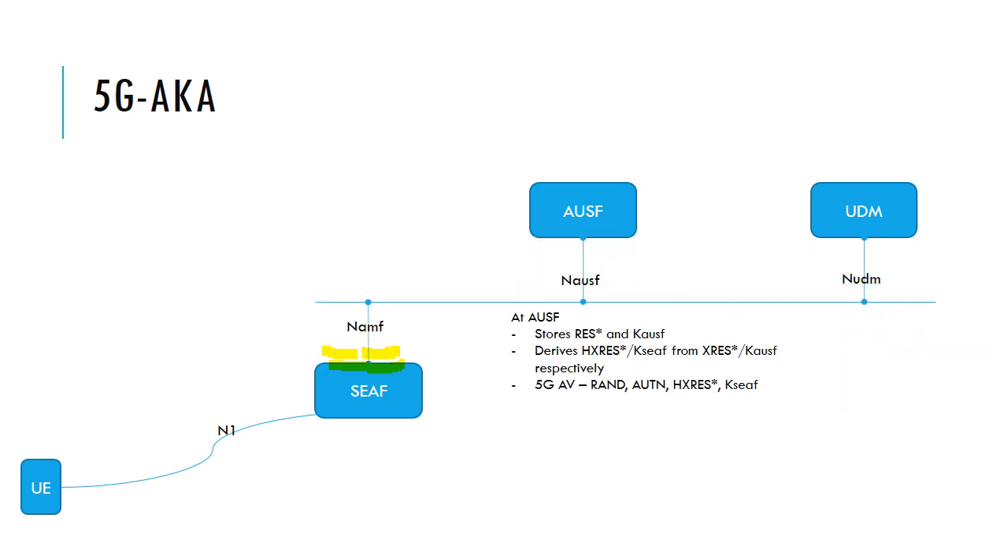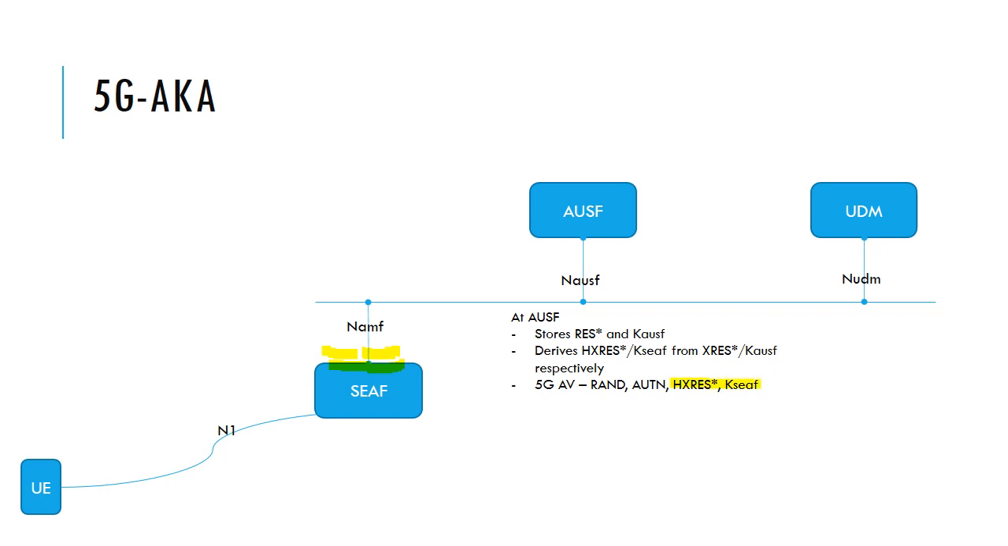Now AUSF will do these functions. It will store the XRES and KAUSF that it received from UDM. It will derive the hash expected response, HXRES, and the KSEAF key from the expected response and KAUSF that it received from UDM. So from XRES and KAUSF respectively, it will derive two more parameters, HXRES and KSEAF. And with these two parameters, it will make the 5G authentication vectors. So two parameters are changed and we can get 5G authentication vectors from 5G home environment authentication vectors. So I hope you can understand the difference between the two: home environment authentication vectors and authentication vectors. The basic difference is these two.